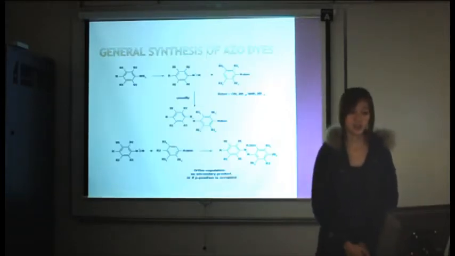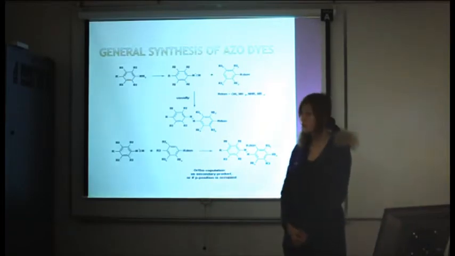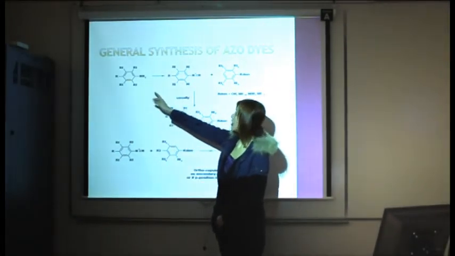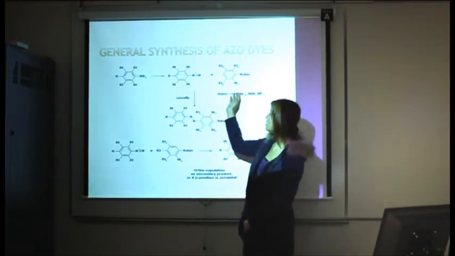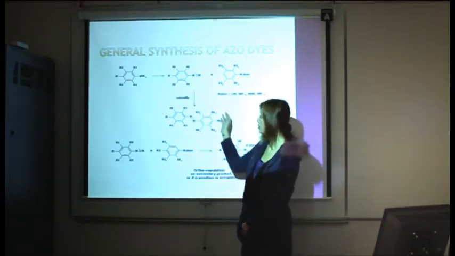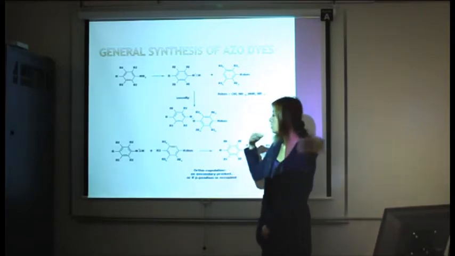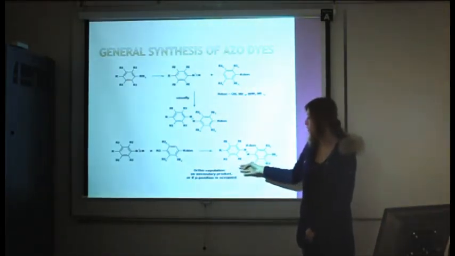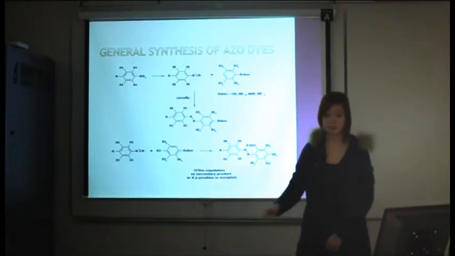First, this is a general synthesis of azo dyes. After adding some acids into this substance, it will become like this, and then we will add another acid to become our desired azo dye. And here it is shown over coupling. It will be formed as a secondary product, or if the P position is occupied.